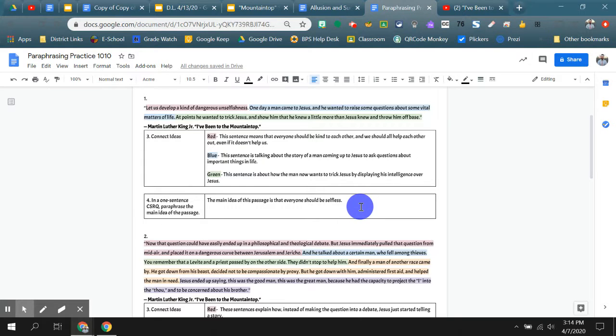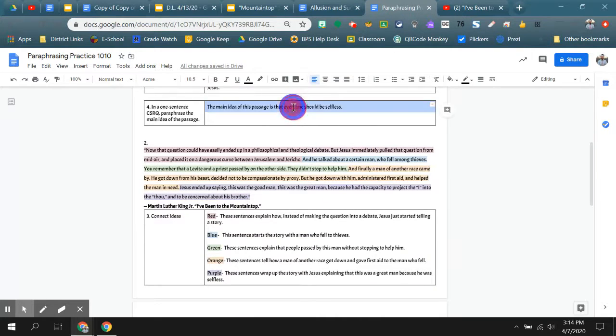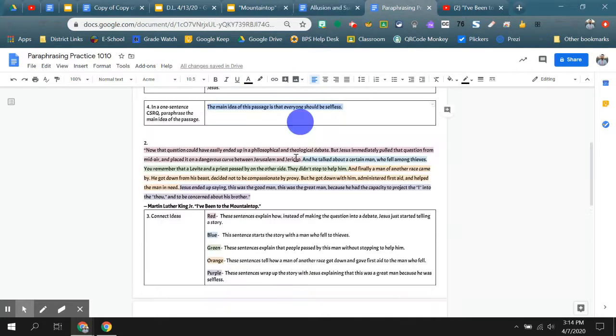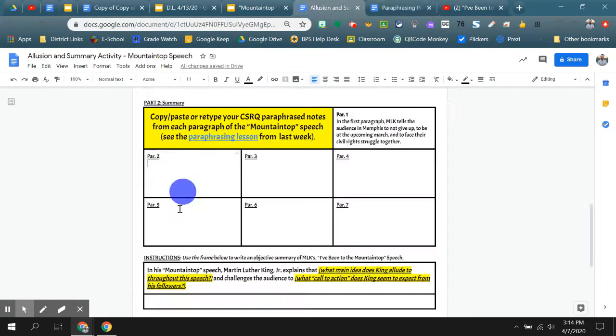What you're going to do is go through, and if you want to save time, simply copy and paste your answers to all of the number 4s. In a 1-sentence CSRQ, paraphrase the main idea. You're going to go through, copy all those, and then begin pasting those in these boxes here. So you'll simply copy all your number 4s for paragraphs 2 through 7, and you'll paste those in these boxes.